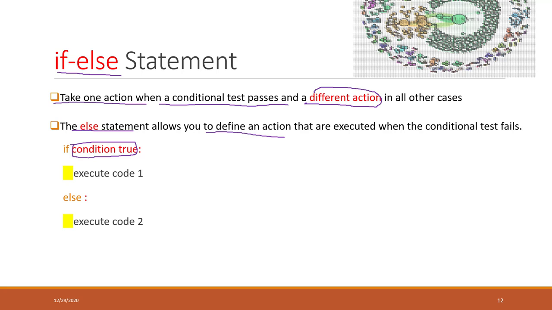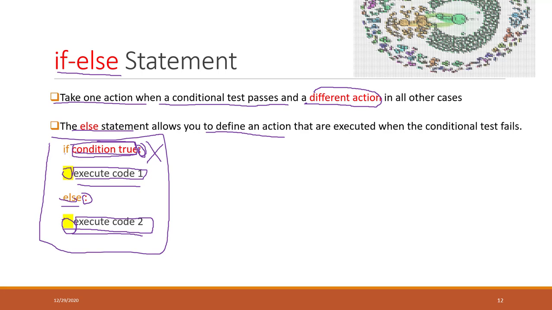So the syntax will be like this: if this condition is true, we will execute the code here. Remember, we have the indentation and also the colon. After the else keyword, we don't have anything, just a colon. That means if the condition is false, we will execute code 2 in this case. If it is true, we will just execute code 1. Otherwise, we will execute code 2. Again, pay attention to the colon and the indentation. Those are the places that beginners always miss and always get errors.